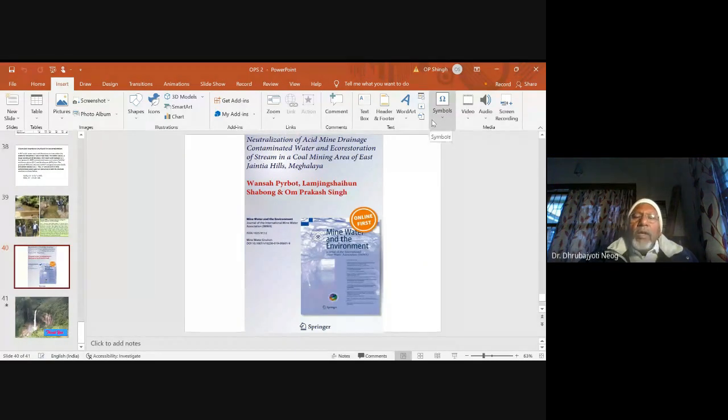This study is published in the American journal Mine Water and the Environment, and it is available online also. So if anybody is interested, one can go through it, and if such problems are there, they can apply this method, constructing an open limestone channel to neutralize acid mine drainage wherever it is required.